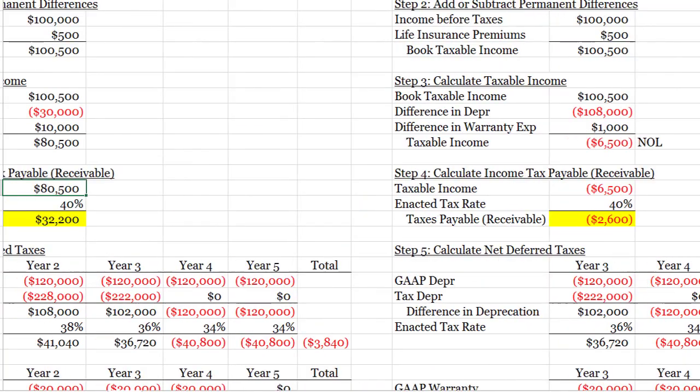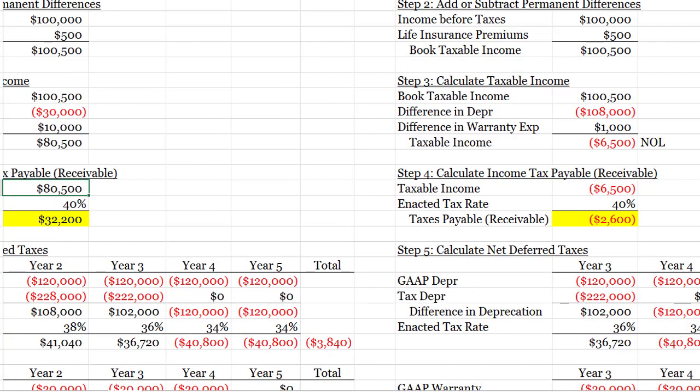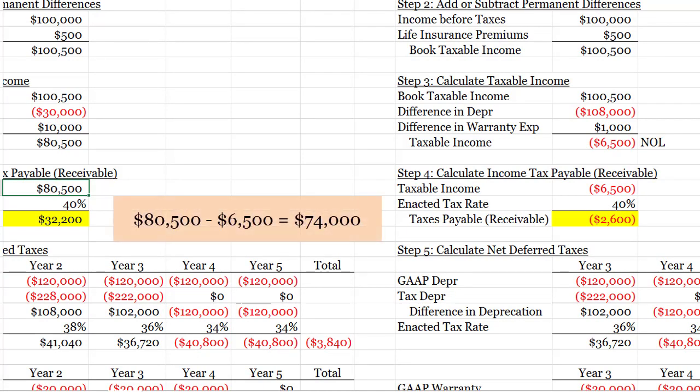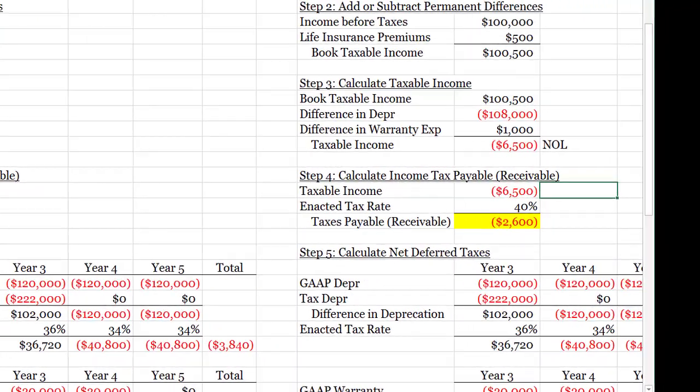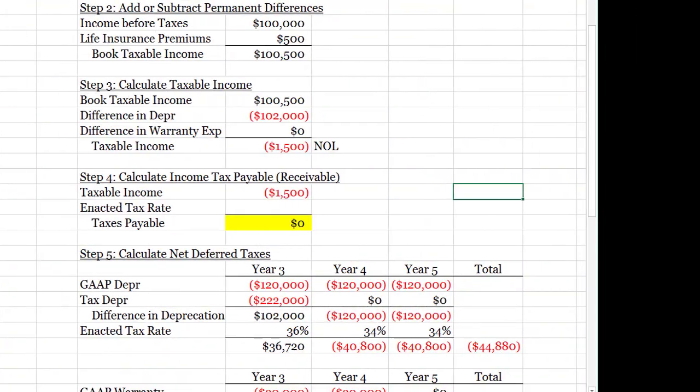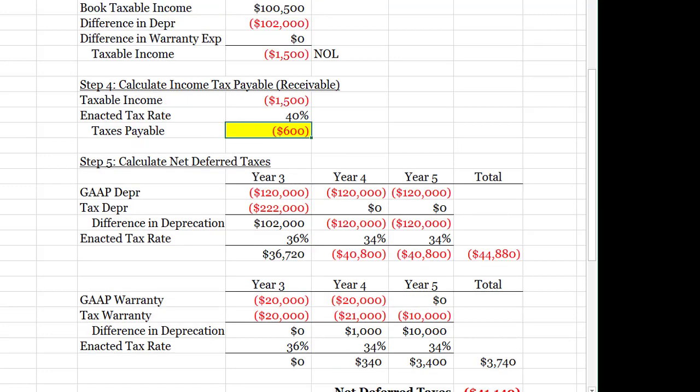Year 1 was originally $80,500. I've covered $6,500 of it, so I still have $74,000 of year 1 taxable income that I can cover. So in year 3, moving back over here, I'm going to continue to use that 40% tax rate because I'm trying to get refunded some of what I paid in year 1 taxes, so I use the year 1 tax rate. And that takes care of step 4.